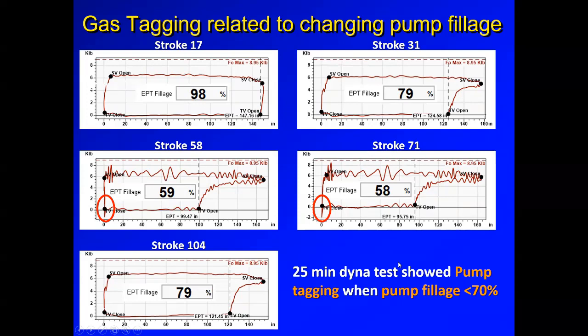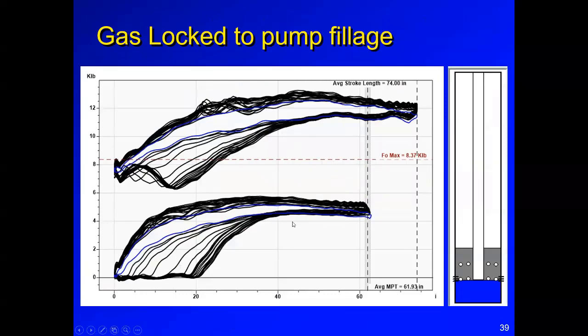There is another concept that I will not spend much time on, which is called gas tagging. And this is a condition that appears in some wells when you have a gas interference problem. And you can see this is one data set. This is 25 minutes of dynamometer data. And we can see first, in the first stroke, this is stroke number 17 in this data set.